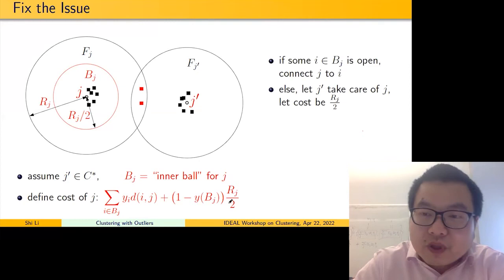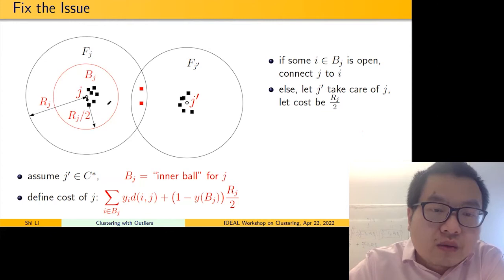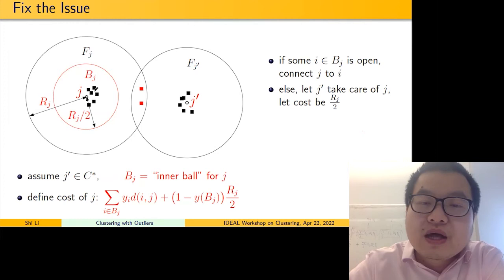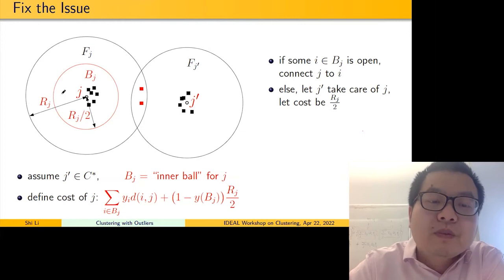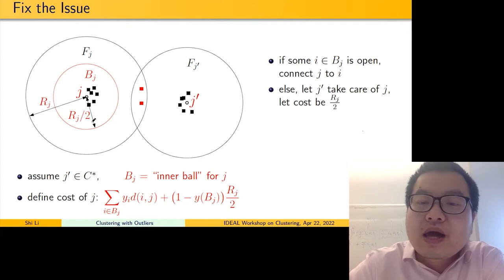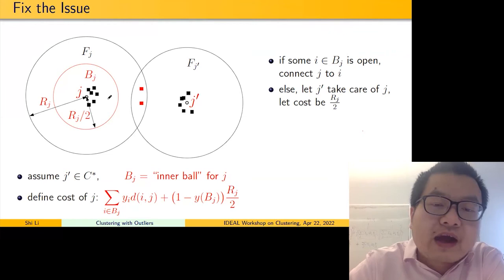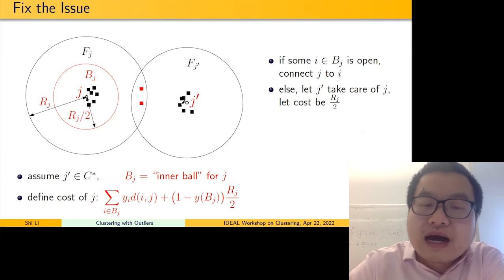So what does this mean? It means, suppose in an integral solution, some facility in BJ is open, then that facility will take care of J. We use that as the connection cost of J. But if nothing inside of this BJ is open, then the connection distance is RJ over 2 at least, but then I will be able to use J prime to take care of J. So the distance between J and J prime is of order RJ, and it's not too big compared to RJ over 2. So this is what this objective means. So if some facility is open here, we use the true distance. If nothing in BJ is open, then we let J prime take care of J.